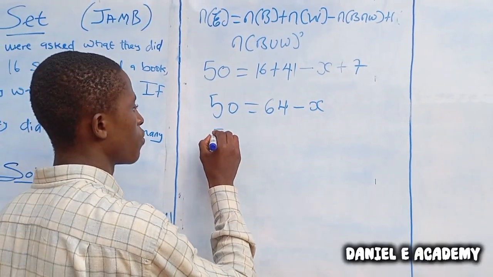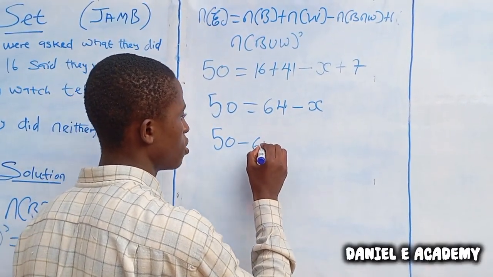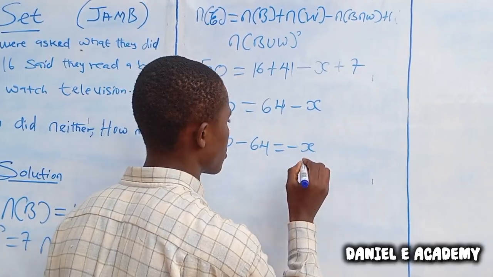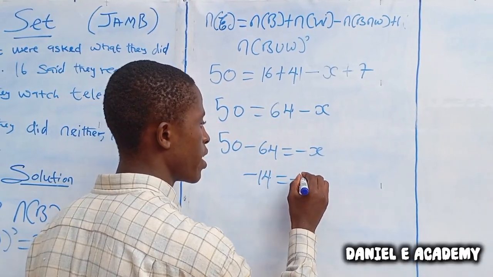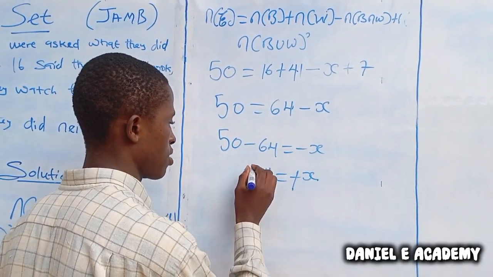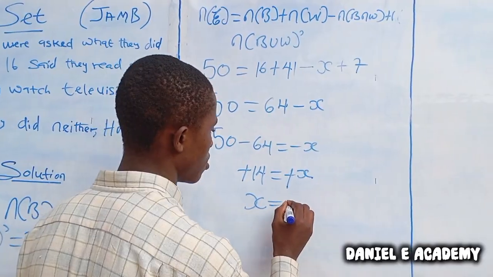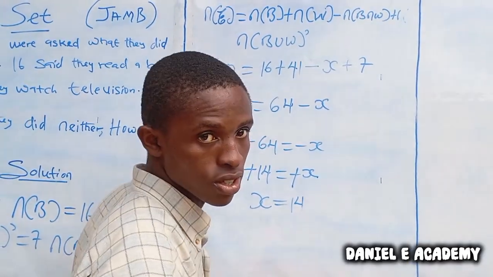So 50 minus 64 equal minus X. This will be minus 14 equal minus X. Minus cancels minus, our X is equal to 14.